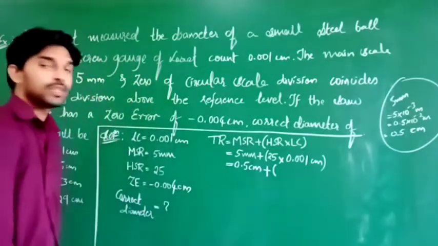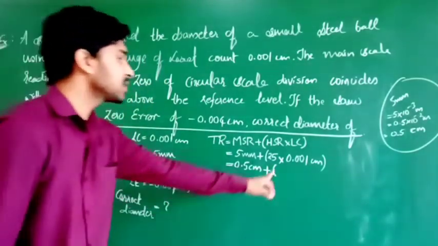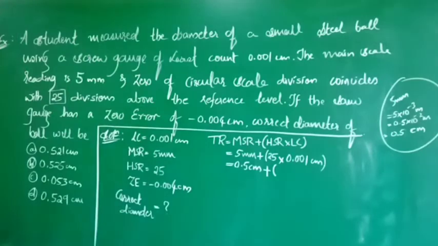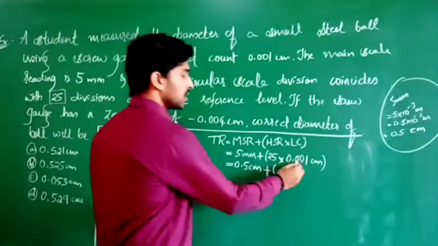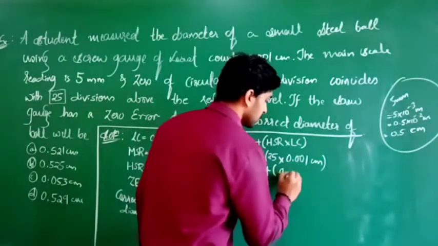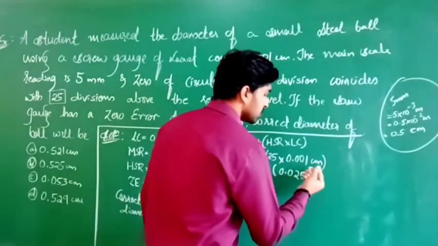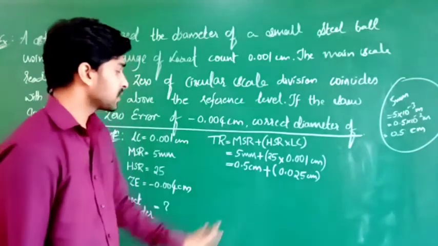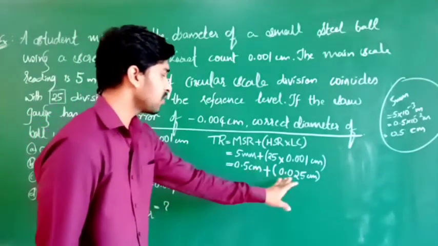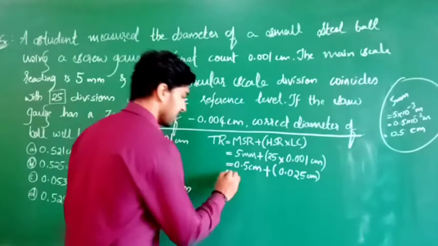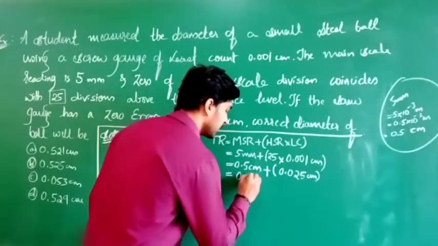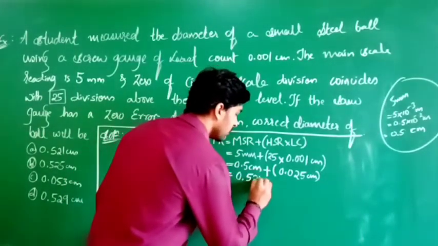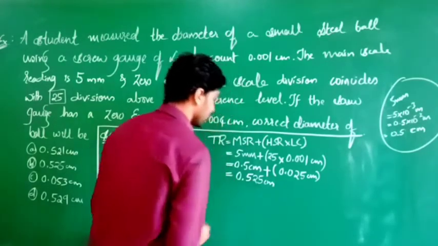25 into 0.001. It's your duty to tell me what this value is. How much will it be? 0.025. Clear? This value will be in the units of centimeter. Next, 0.5 centimeter plus 0.025 centimeter will give me 0.525 centimeter. Clear?